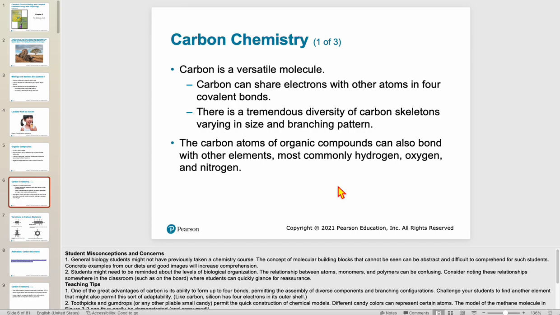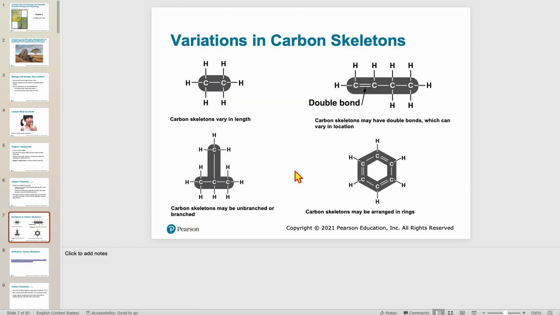And if you look at this slide here, it says carbon atoms of organic compounds can be bound with other things. And if you look at the list, you see that this list is the same list that I said about the most common elements in living things. So we have our carbon, our hydrogen, our oxygen, and our nitrogen. The CHON that I mentioned in chapter 2. So it's a very important thing.